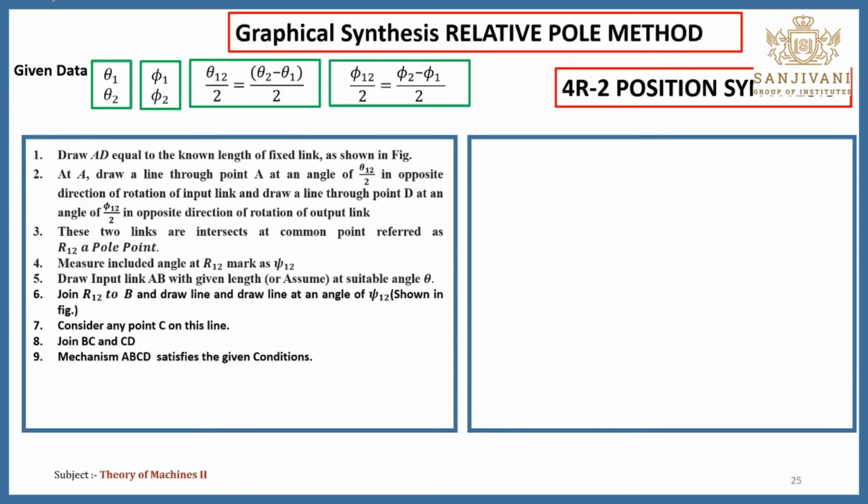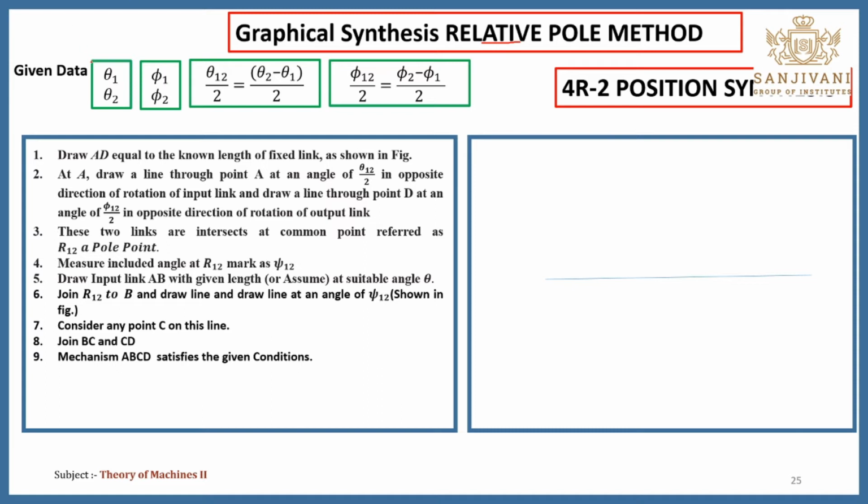Now we are going to study the second method, which is the relative pole method. In this relative pole method, again we are going to consider the 4R chain 2-position and 3-position synthesis, and slider crank mechanism 2-position synthesis and the 3-position synthesis. Now we are going to study the 4R 2-position synthesis by using the relative pole method. Just try to understand how to draw this synthesis.